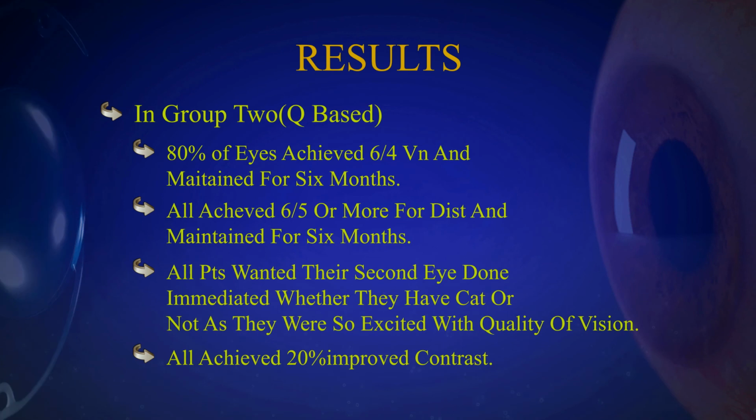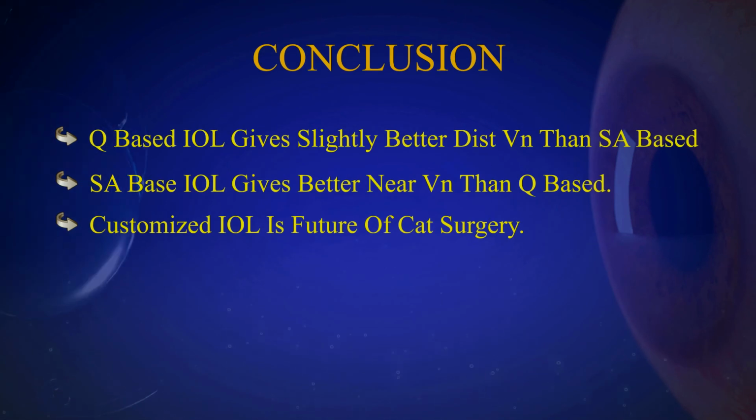In group 2, 80% of the patients achieved 6/4 vision with best correction for distance and 100% achieved 6/5 vision or more with best correction, and same vision has been maintained for 6 months. All of them required plus 2 addition for near. To conclude this study, Q-based IOL gave slightly better distance vision than spherical aberration based. The spherical aberration based IOL gives better near vision than a Q-based IOL.